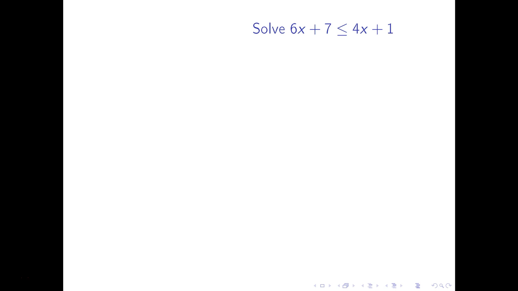I want you to do this one again. This is similar, but a little bit different. This time the symbol is a little bit different. Go ahead and move stuff around and solve it again. So again, hopefully you said, okay, let's move the 4x over, so subtract 4x. Now we can move the 7, subtract 7, divide by 2. Notice I divided by a positive number, so we didn't switch.